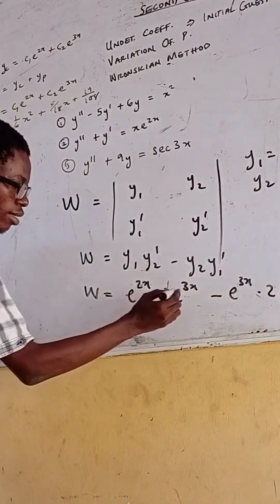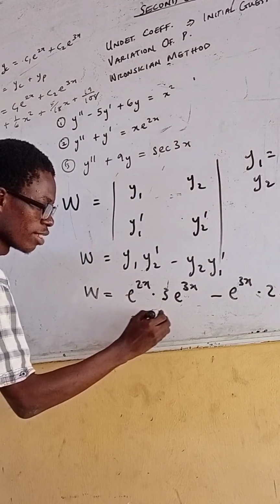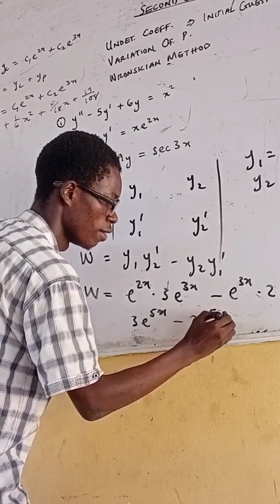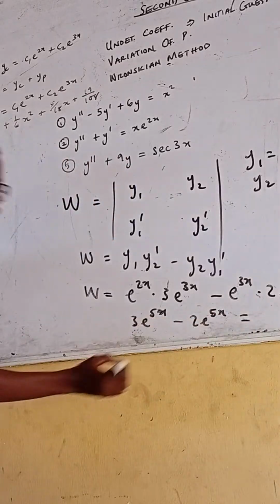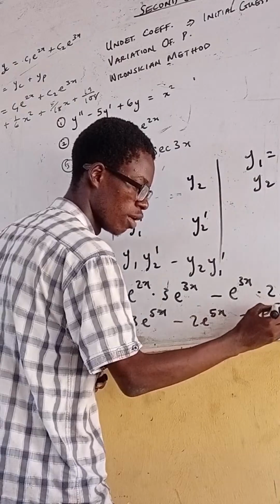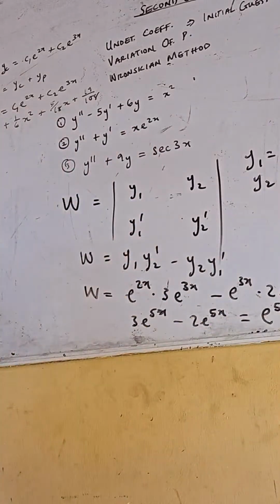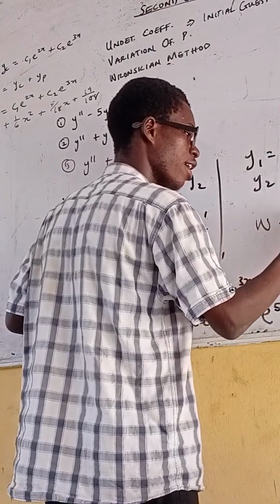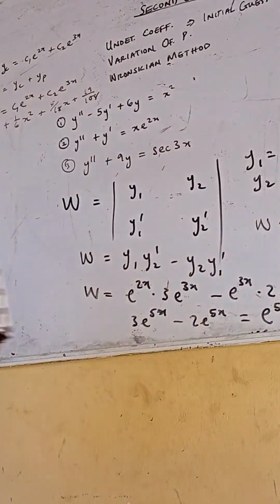So what do we get? 3 e raised to power 5x minus 2 e raised to power 5x, which is equal to e raised to power 5x. So these are the Wronskian. W equals e raised to power 5x. So you now cram this thing.